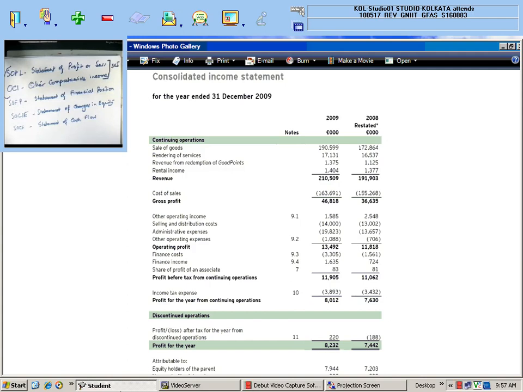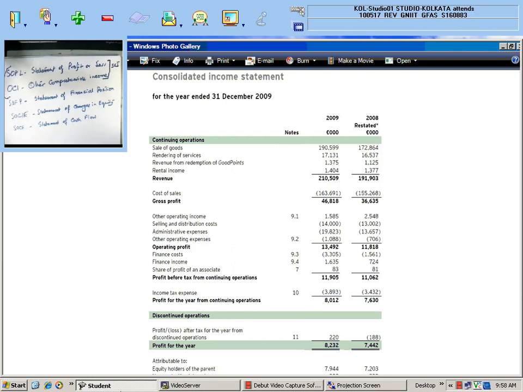Notes to financial statements, number 11. So profit for the year is then calculated. Then it is broken up: how much of the profit is attributable to the equity holders of the parent company and to non-controlling interest or minority interest. So, of the 8232 total profit earned, how much is allocated to the equity holders of the parent, and how much goes to the non-controlling interest or minority interest.